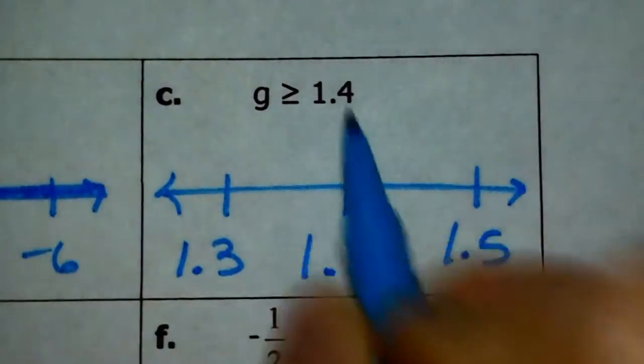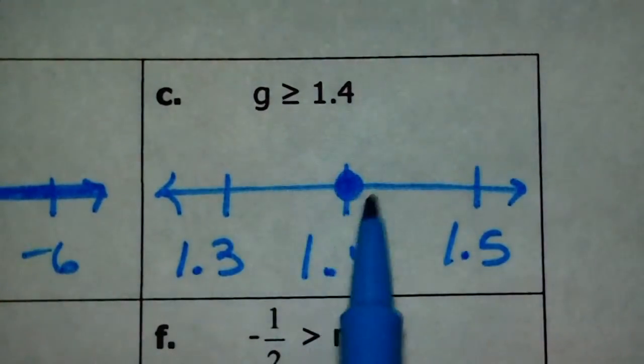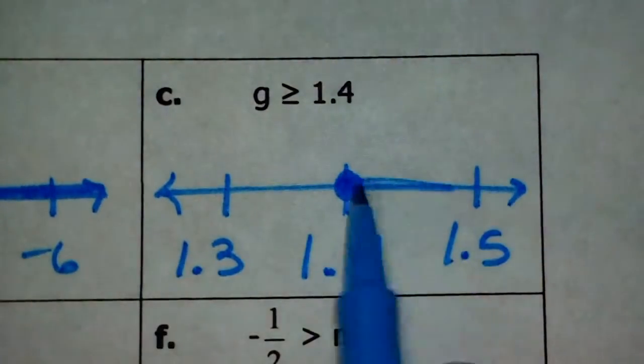So if g is greater than or equal to 1.4, that means a closed circle. Because if it's greater than or equal to, it means it can be that. So close that up. Greater than means shade to the right.